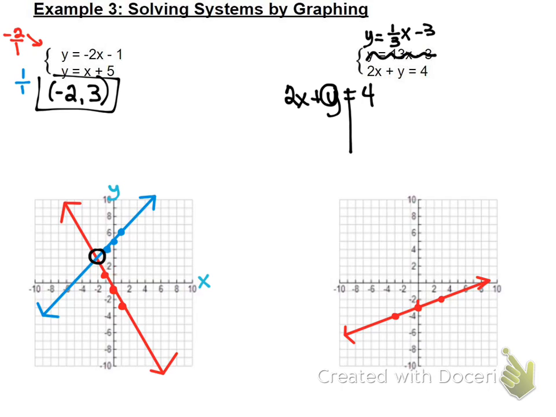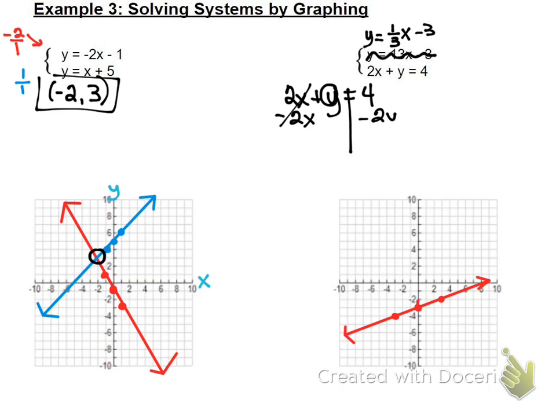Okay, so if I want to get that y by itself, what do I have to get rid of? The 2x. How do I get rid of the 2x? Minus 2x. Whatever I do to one side, I do to the other side.